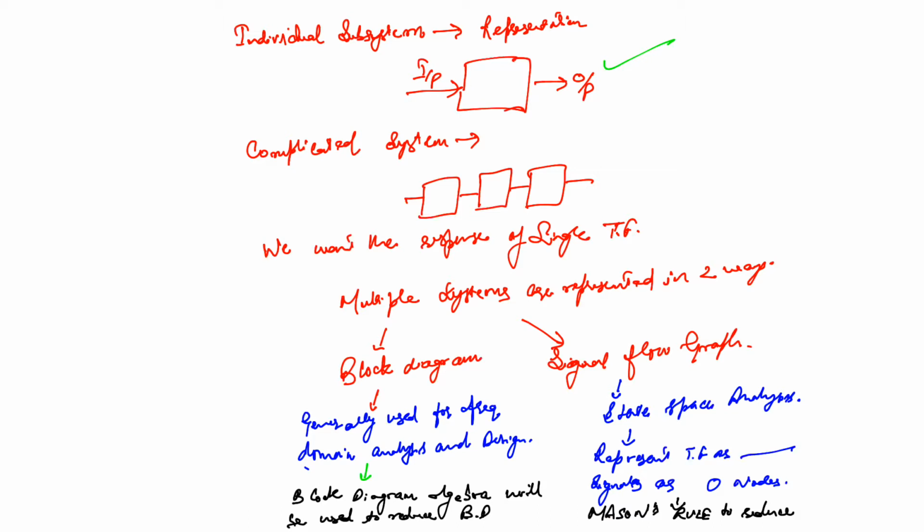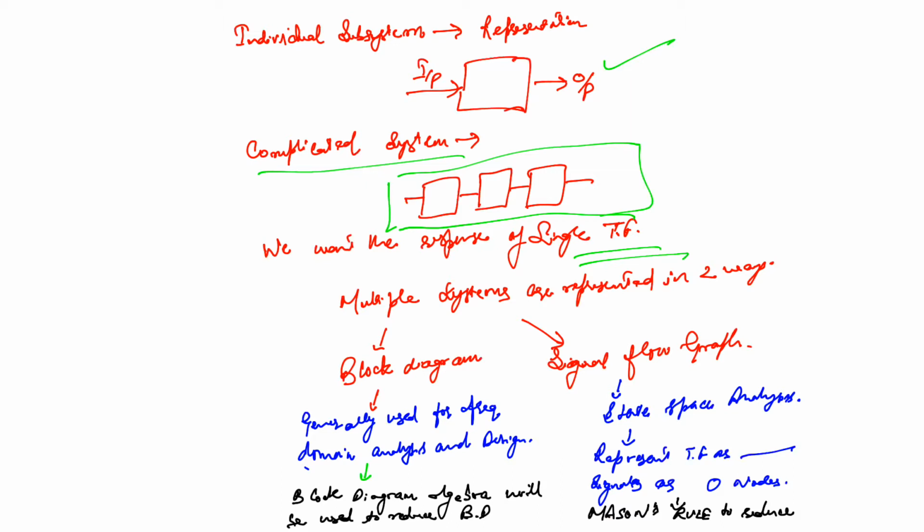However, if we have a system which is more complicated, it consists of more than one individual system, then it is a complicated system. It consists of more than one individual subsystem as shown here. So for these multiple systems, we want the response of a single transfer function.